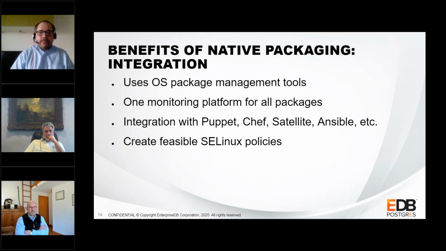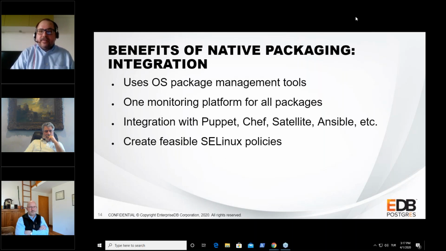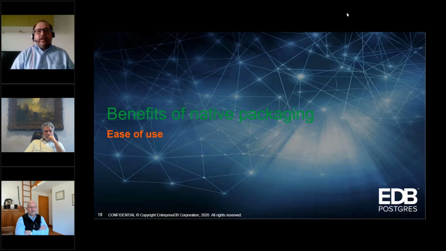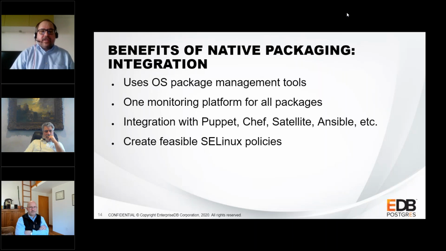Another quite important thing is integration with Puppet, Chef, Satellite, Ansible, and other tools, because they also know the status in the operating system. So you can just use the regular Puppet, Chef, and Satellite, and maybe also Spacewalk. You can just download the RPMs or use our RPMs or Debian packages in this case, and just integrate with the operating system.